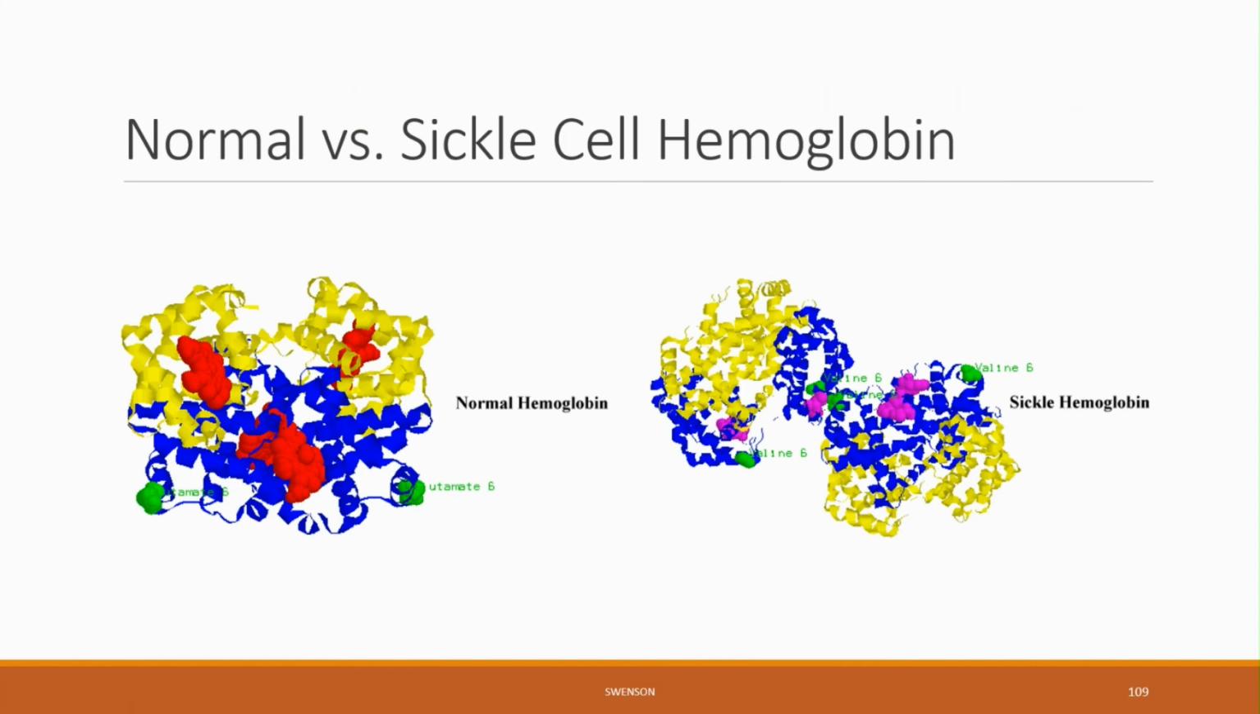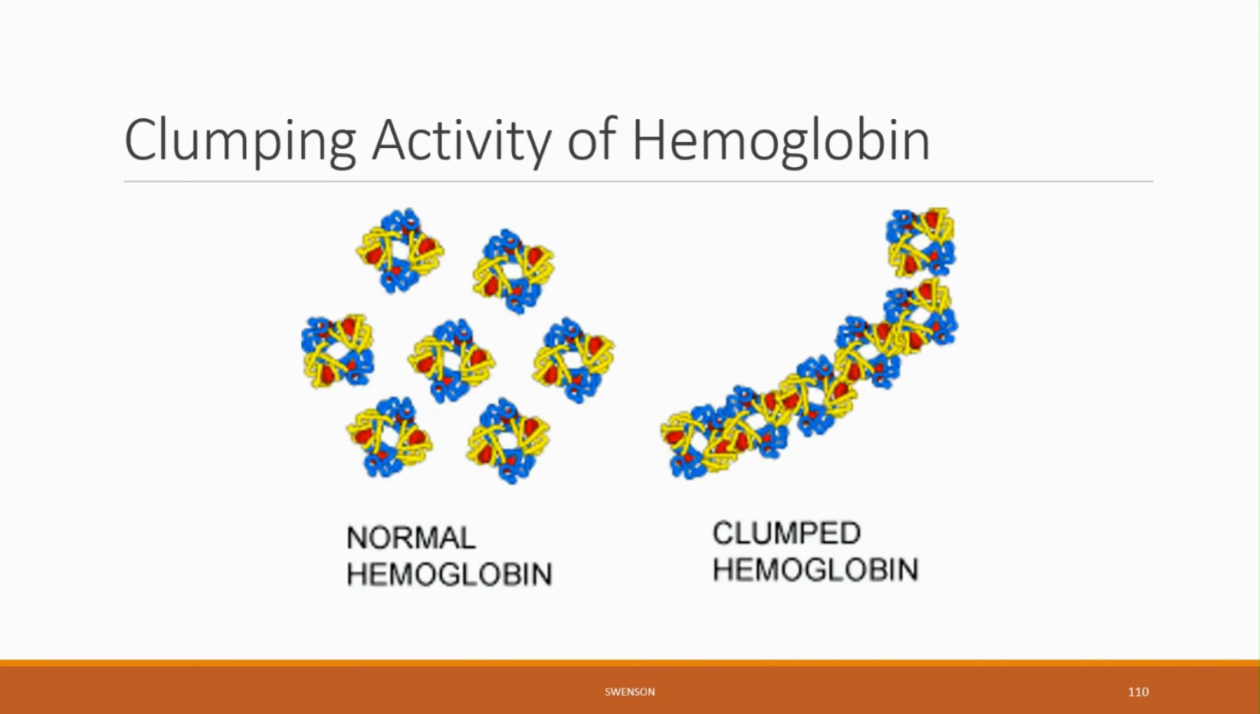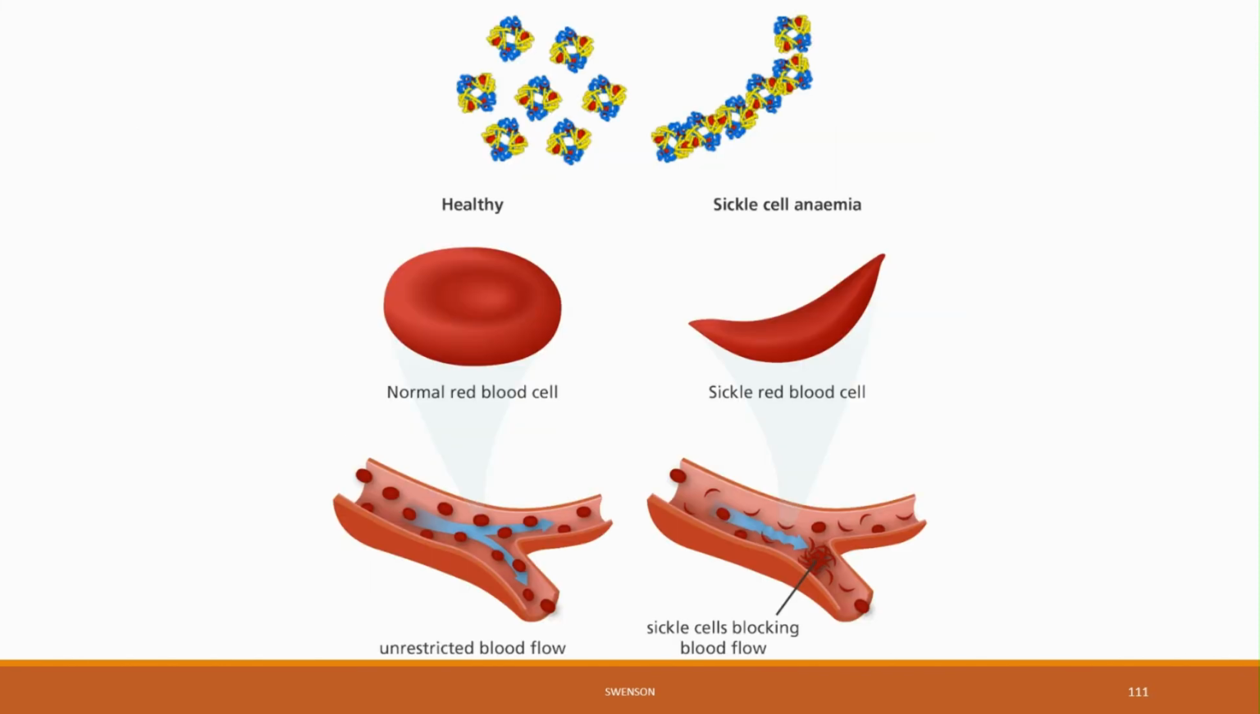This one amino acid change has an incredible impact on the shape of the protein and leads to the hemoglobin clumping together, causing the shape of the red blood cell to form a sickle cell shape, which can interfere with the blood flow.